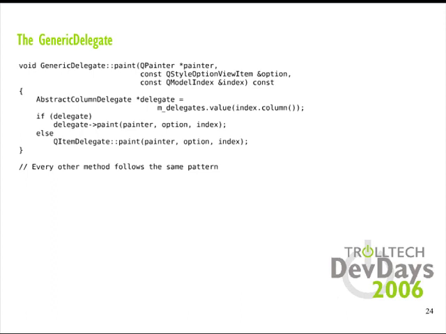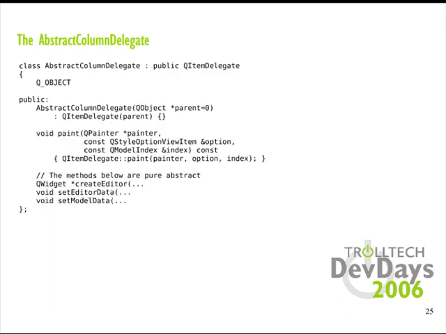So all the other methods are structurally the same as that. They get the column delegate or a 0 pointer, and they give it to the delegate, or they give it to their base class implementation. That is the whole story for a generic delegate. So what we now need to do is look at, well, what are these abstract column delegates that we're setting? And I hope that by now it won't be any surprise. It's another QItemDelegate subclass because we're implementing the same 4 methods.